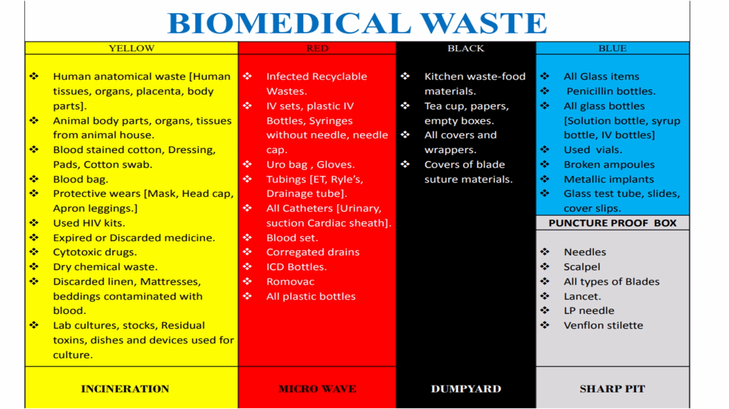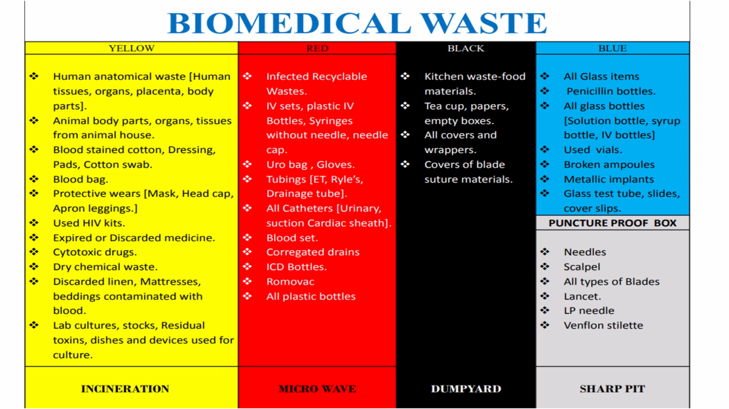So second is the red. As we had seen, all the plastics are added in the red bag. So it is IV sets, plastic IV bottles, syringes without needles, needle cap, urobag, gloves, tubings, ET tube, Ryle's tube, and the drainage tube, all catheters, urinary, suction, cardiac sheath. All these are added in the red, and all plastic bottles. So the treatment is done by microwave.